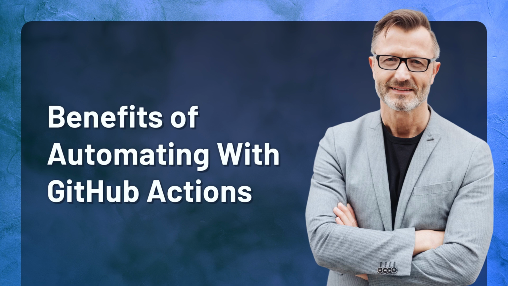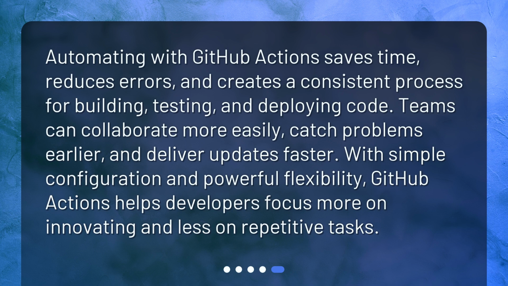Benefits of automating with GitHub Actions. Automating with GitHub Actions saves time, reduces errors, and creates a consistent process for building, testing, and deploying code. Teams can collaborate more easily, catch problems earlier, and deliver updates faster. With simple configuration and powerful flexibility, GitHub Actions helps developers focus more on innovating and less on repetitive tasks.